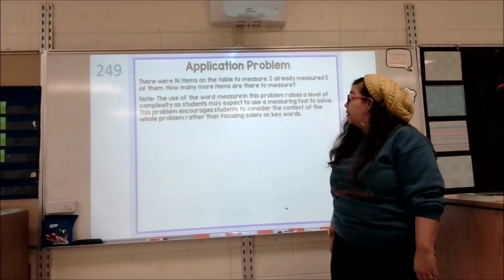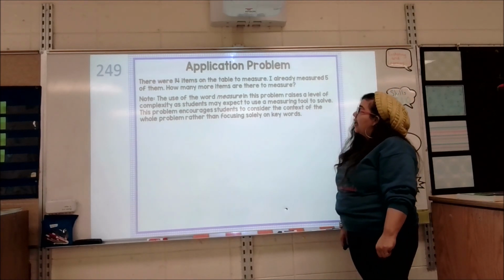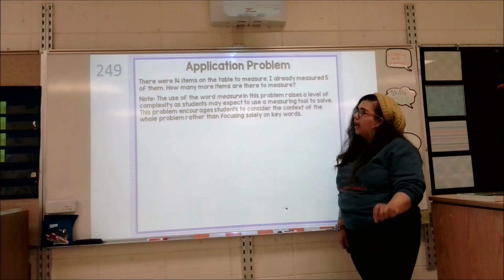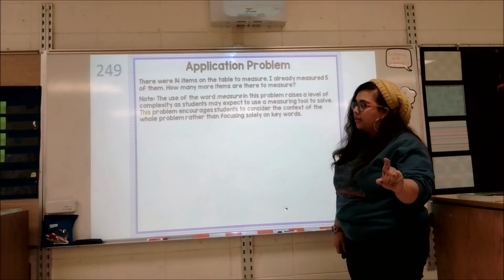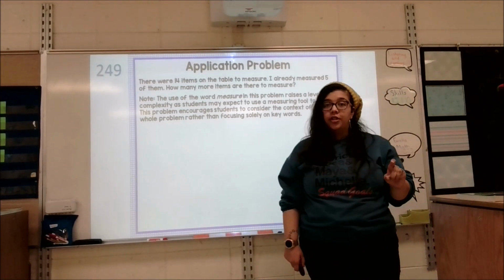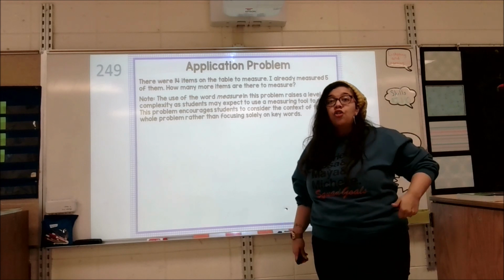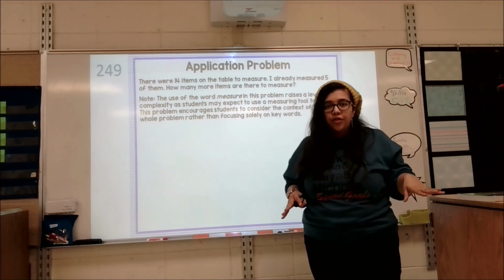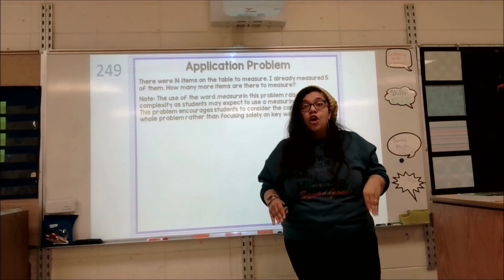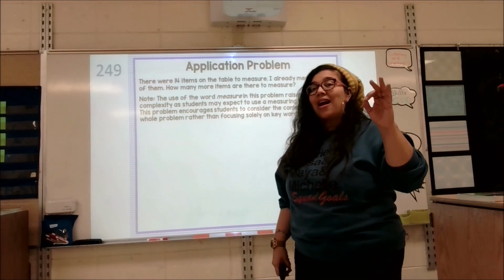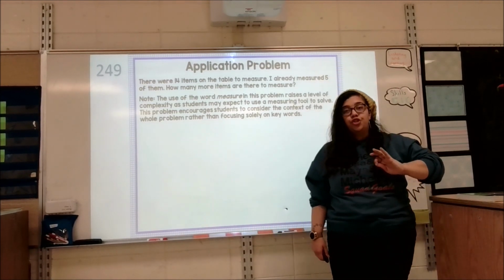Our directions read, there were 14 items on the table to measure. I already measured 5 of them. How many more items are there to measure? Wait a minute, no. Listen. It's talking about having measured. You already did the measuring. Remember we talked about past tense verbs? You measured. You did it already. So you don't need a measuring tool. You're not measuring now. You want to know how many more items need to be measured.